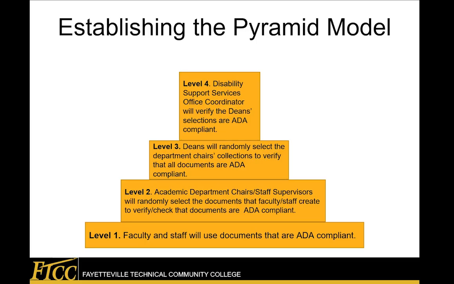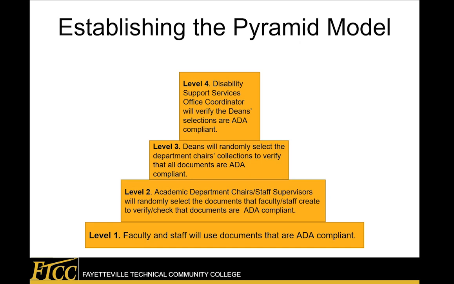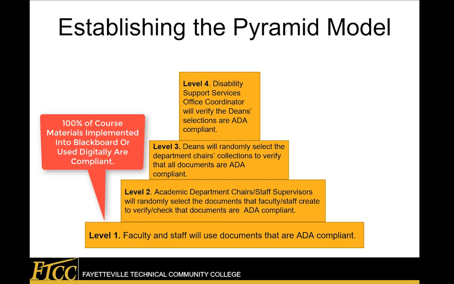To ensure the Form R5 FTCC Online Course Quality Rubric is used properly, we will use the pyramid model. Here is a visual representation of the pyramid model. Let's examine how the pyramid model works. Level 1. Faculty and staff will create or verify that 100% of course materials implemented into Blackboard or used digitally are ADA compliant for each course.